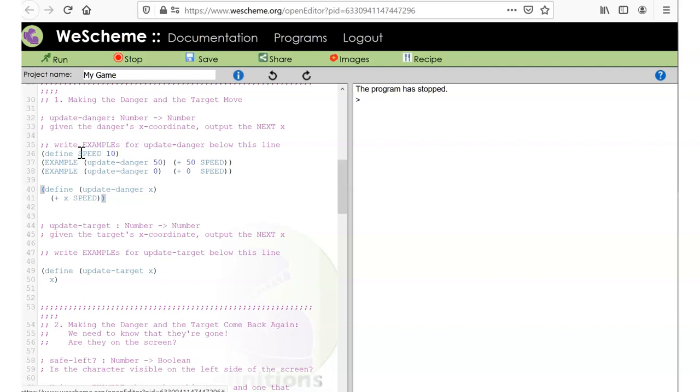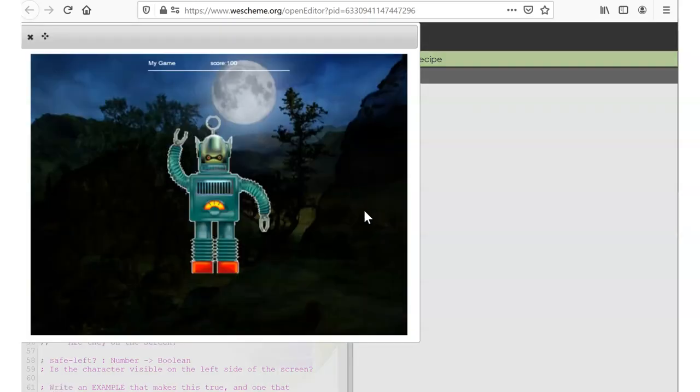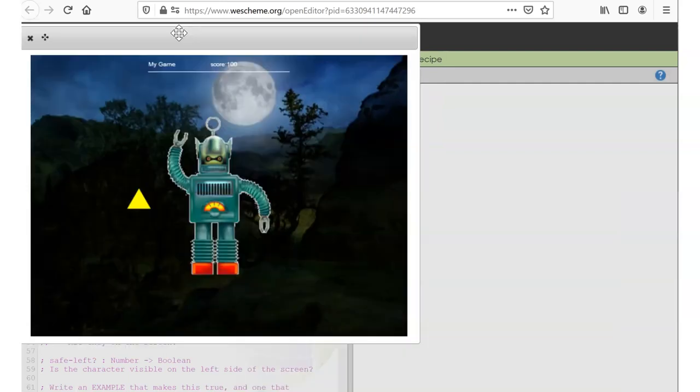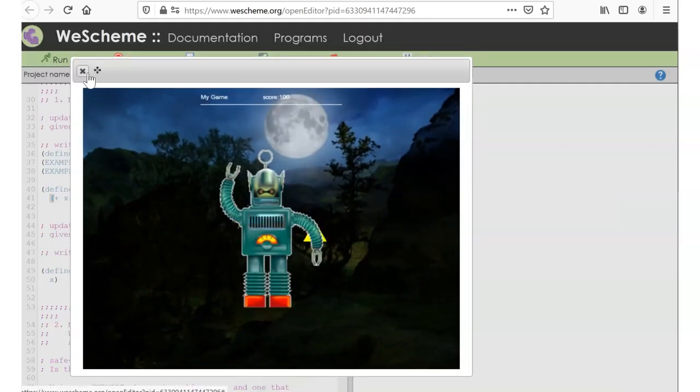So let's do what we call refactoring. Let's change, and we have good tests, so that makes it easy to refactor. Instead of just speed, let's make this danger speed. And then we'll change it everywhere. What if we forgot to change it? Let's see what happens. We get an error, right? Because we don't know who speed is. So danger speed, danger speed, danger speed, danger speed. Now we can test. No errors. He's moving. Good.